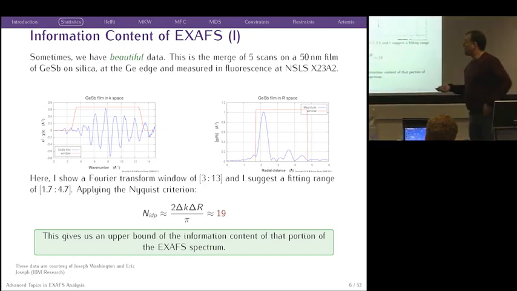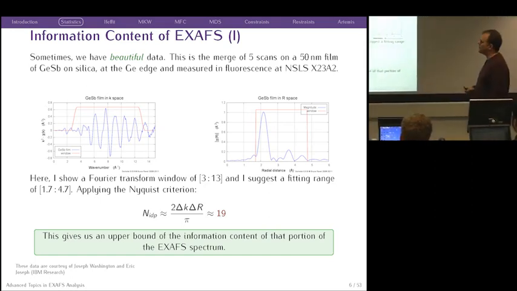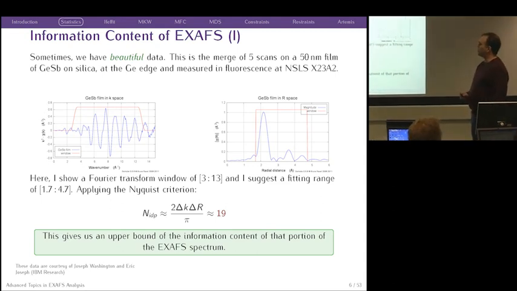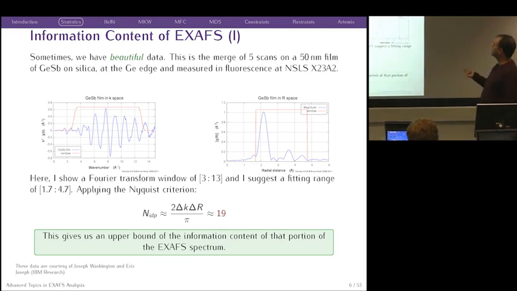Now, this talk starts off much the same way that my first talk yesterday started off. Sometimes you have beautiful data, and sometimes you don't. Here's the example of beautiful data. It's that one scan on the germanium antimonide alloy on silica. And you get this, if you set up, this isn't one scan, this is a merge of 5 scans, as you will.